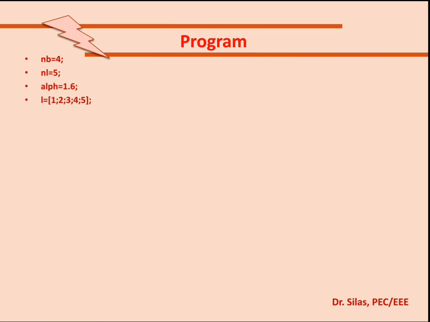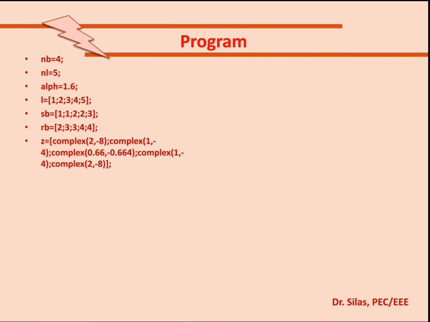Line number is obtained as a column vector as 1 semicolon, 2 semicolon, 3 semicolon, 4 semicolon, 5. Then the starting bus is also formed as a column vector, that is 1 semicolon, 1 semicolon, 2 semicolon, 2 semicolon, 3. Then the ending bus is also obtained as a column vector, 2 semicolon, 3 semicolon, 3 semicolon, 4 semicolon, 4.